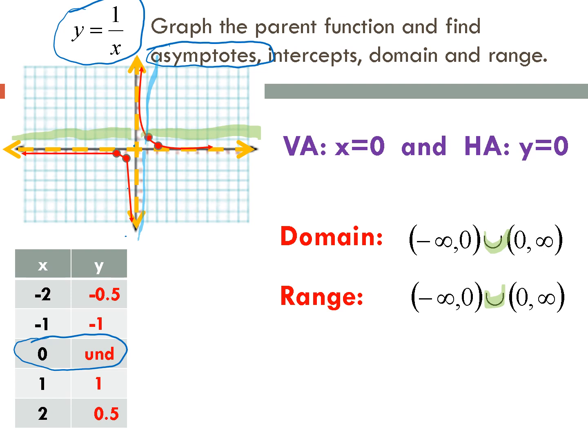All right, so this is everything we know about the parent function. And you're like, well, that's fine and dandy, but what happens if my asymptotes aren't at 0? We're going to talk about that next.